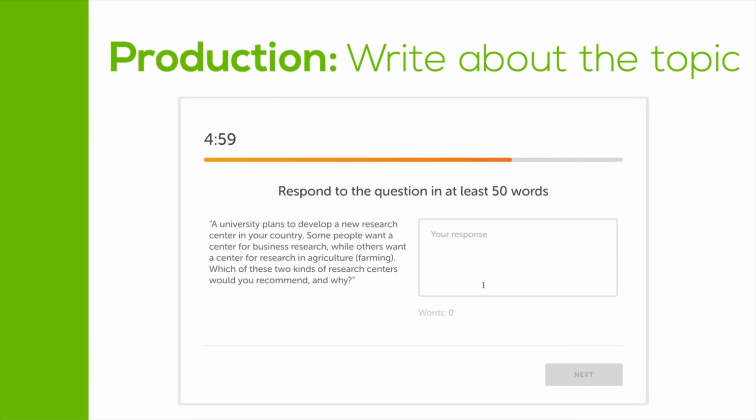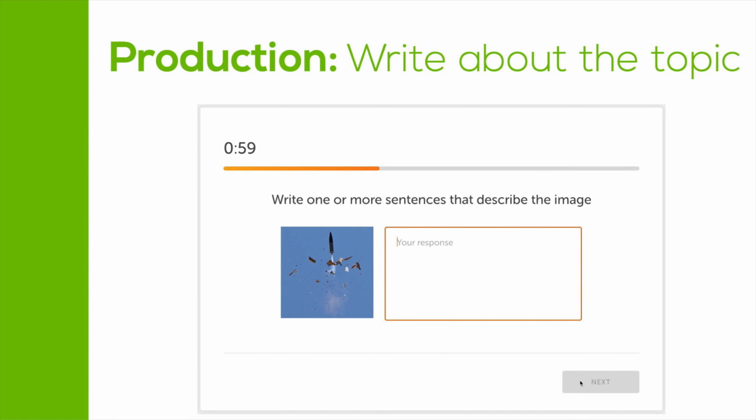Okay, let's start with writing. For the writing, there are 2 different question types. We have the respond to a question in at least 50 words. For this, you have 5 minutes, and you will only get this question type once in the whole test. The next writing question on the production subscore is the describe an image question type. You only have 1 minute to do this, which is incredibly short, and you will get this 3 times on the test. So let's take a look at the speaking questions now.